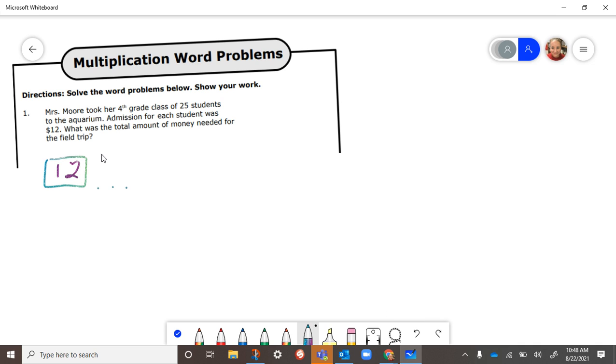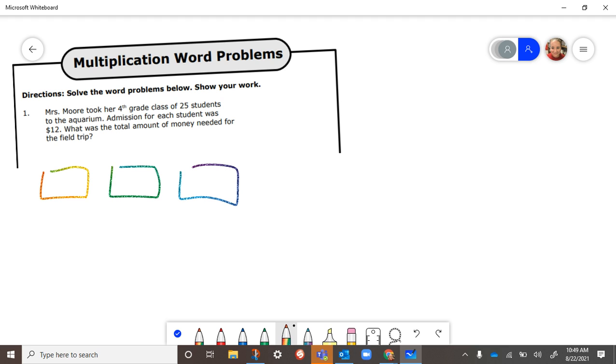So let's look at this first problem. It says Miss Moore took her fourth grade class of 25 students to the aquarium, and admission for each student was $12. What was the total amount of money needed for the field trip? So let's look at just what one student, so she's got 25 students, so I could draw them all out. There's one student, here's two, here's three, and so on. She's got 25 of those kids. Okay, so each one of these boxes represents a kid.